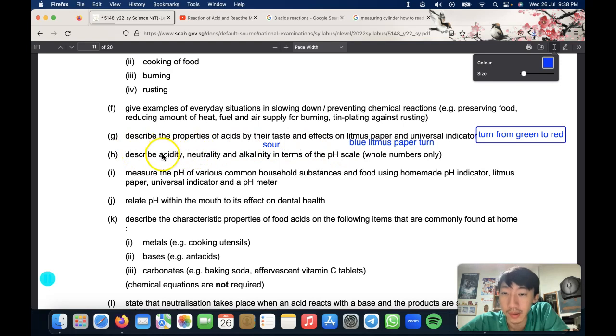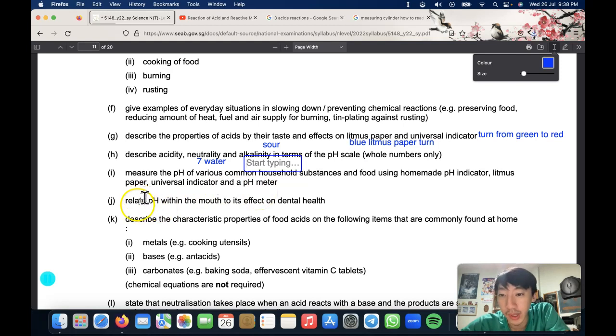Then we have described acidity: anything that's below the pH of 7. Neutrality must be exactly 7, and usually the only liquid that is neutral is water. And then alkalinity: anything that's above 7. So things like your soap, things like bleach, these are things that are alkaline. Okay, so measure the pH of various common household substances and food using homemade pH indicator, litmus paper, universal indicator, and pH meter. This one is already covered.